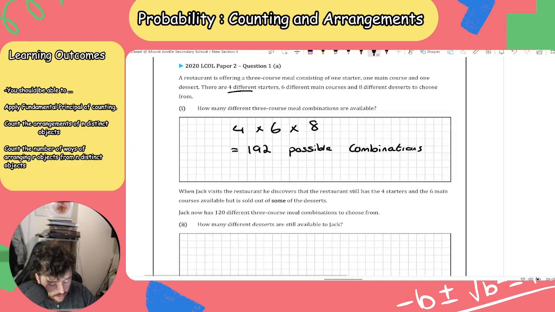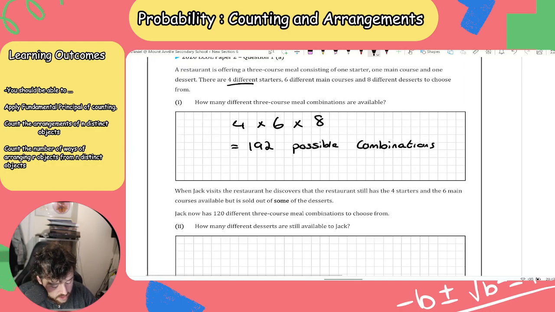So let's look at part 2. When Jack visits the restaurant, he discovers that the restaurant still has 4 starters and 6 main courses available, but is sold out of some desserts. Jack now has 120 different 3-course meal options. How many desserts are still available for Jack?